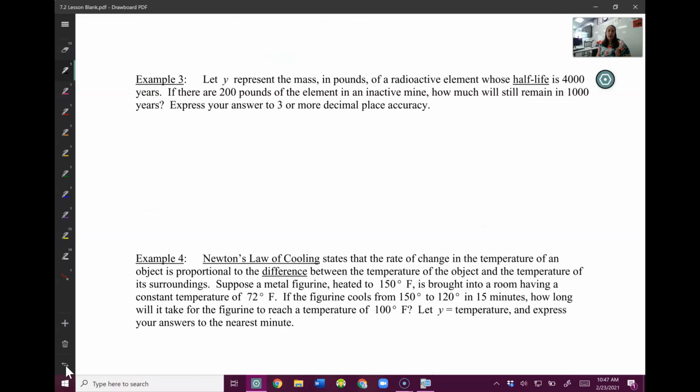In example number 3, you'll see that usually these problems are done in more than one step. Usually the first step is to find k, and then the second step is applying what you learned for k. So let's look at this. Example 3. The first sentence says, let Y represent the mass in pounds of a radioactive element whose half-life is 4,000 years. Now that phrase right there is actually all we need to know in order to find k.